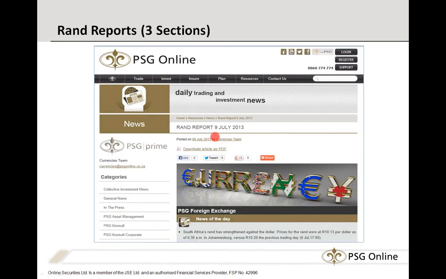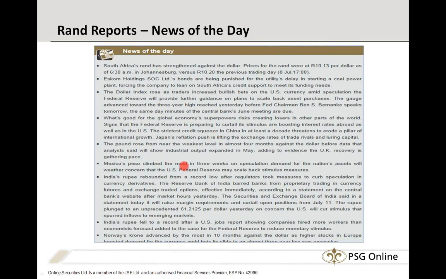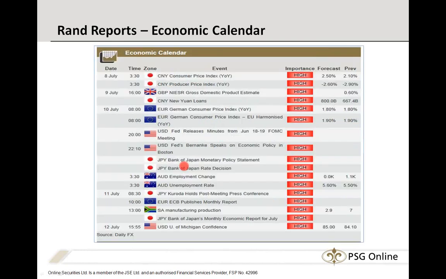Now, there are three parts to the Rand report. Obviously, the news of the day, all the different economic factors, what's moving the market and things like that. But what I also find useful is the events, the economic calendar. Obviously, if I was trading the yen in Japan, I need to know what's going to affect the yen. Will it be the producer price inflation? Will it be worse than expected? If it's worse than expected, people feel bearish.